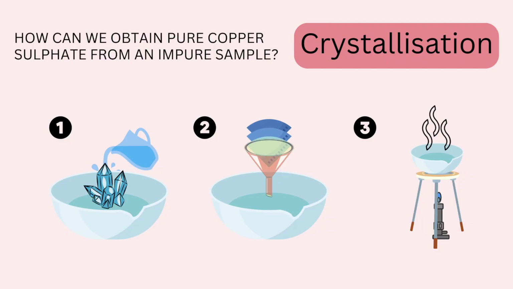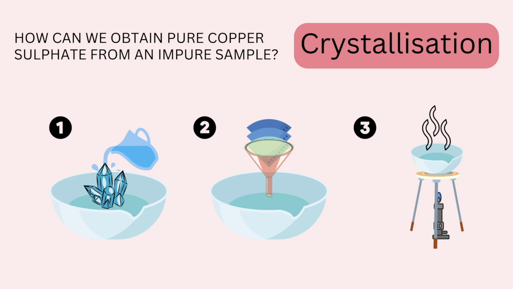Now moving on, we come to the next separation method, which is called crystallization. So we'll see this with an activity. We have to extract pure copper sulphate from an impure sample. So what you're going to do is take that impure sample of copper sulphate, put it in a china dish, and add a little amount of water, just enough to make it a saturated solution. Okay, so just enough for it to dissolve.